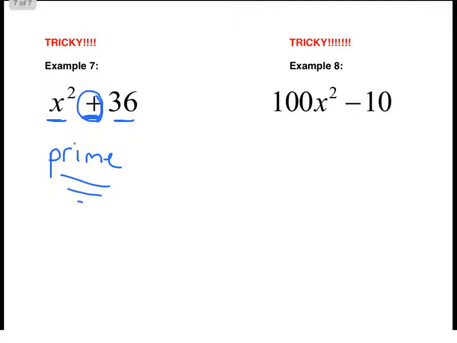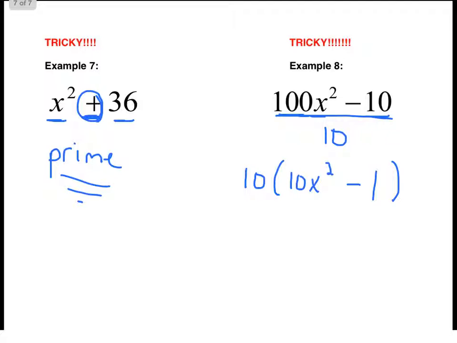Number 8, you notice right away, or hopefully you do, that 100 is a perfect square, x squared is a perfect square, but 10 is not. However, they have a GCF, and the GCF is 10. So you really should factor out a 10 and see what you get. So take the 10 and put it in front. Whatever you factor goes in front, and then see what you're left with. 100 divided by 10 is 10x squared minus 1.